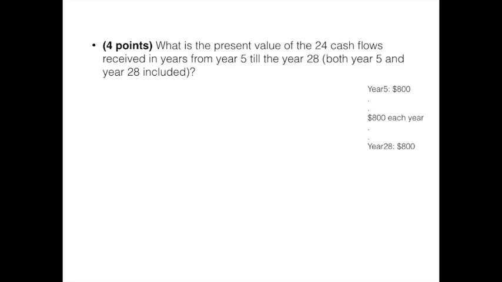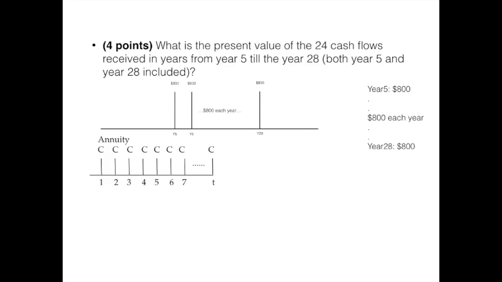Then, what is the present value of 24 cash flow streams received in years from year 5 till year 28, both year 5 and year 28 included? Now, how do we call this cash flow stream? This is an annuity. It pays a constant amount of money each period of time for some period of time. It doesn't go until eternity. And we said that the present value of the annuity is given by this formula. But the problem again with this formula is that it assumes that the first payment starts in year 1.